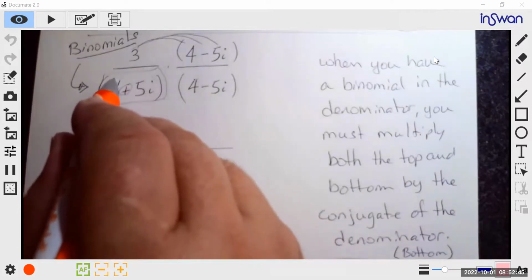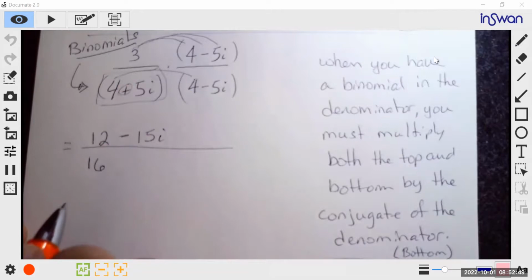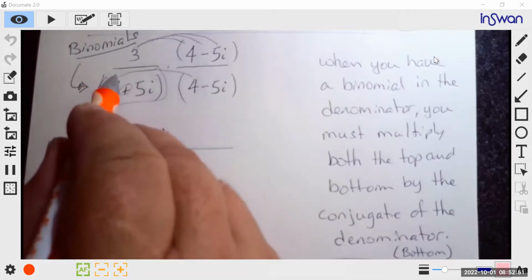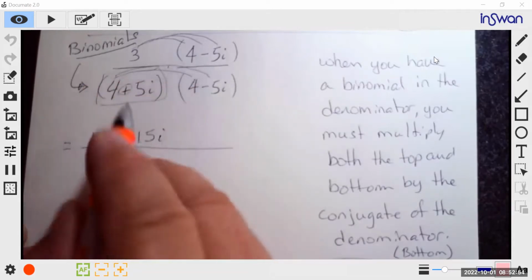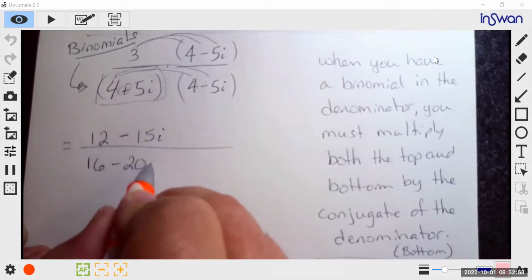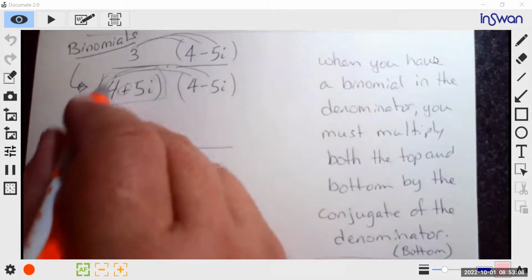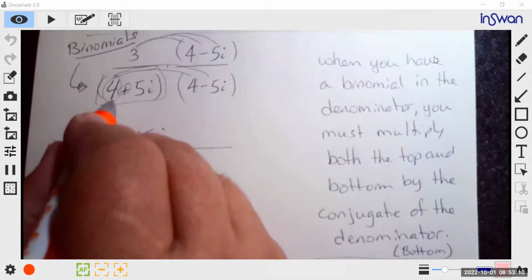On the bottom, positive times positive. 4 times 4 is 16. Positive times negative is negative. 4 times 5 is 20i. So that's done. That's all for the first term.